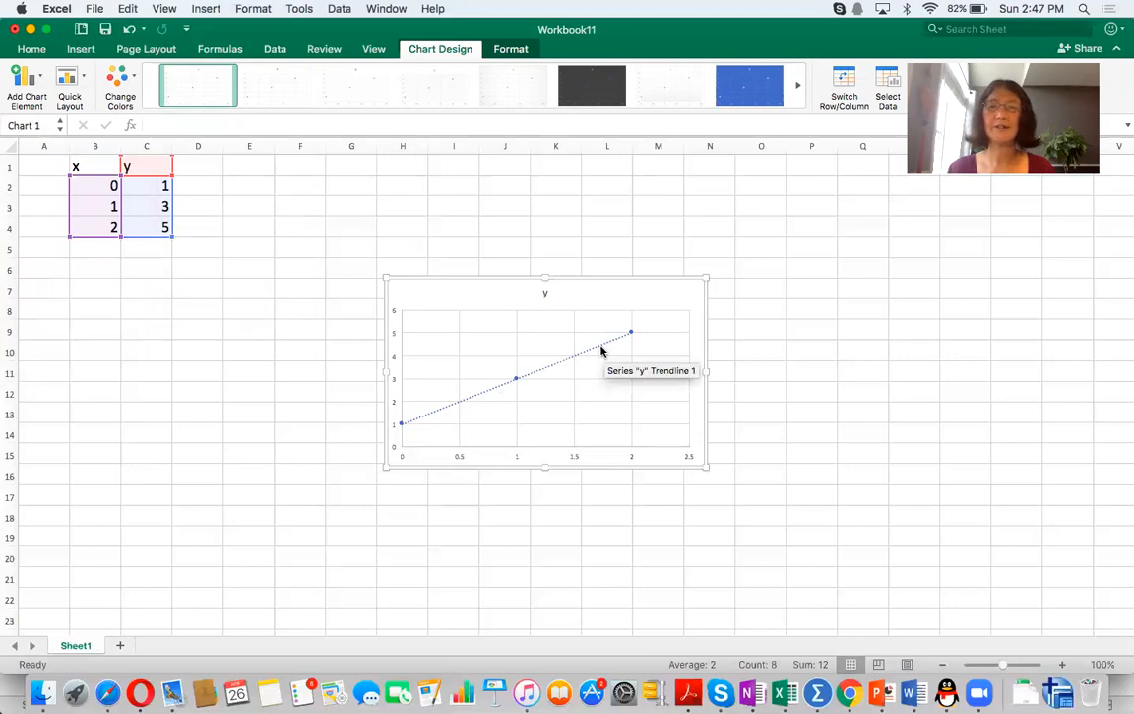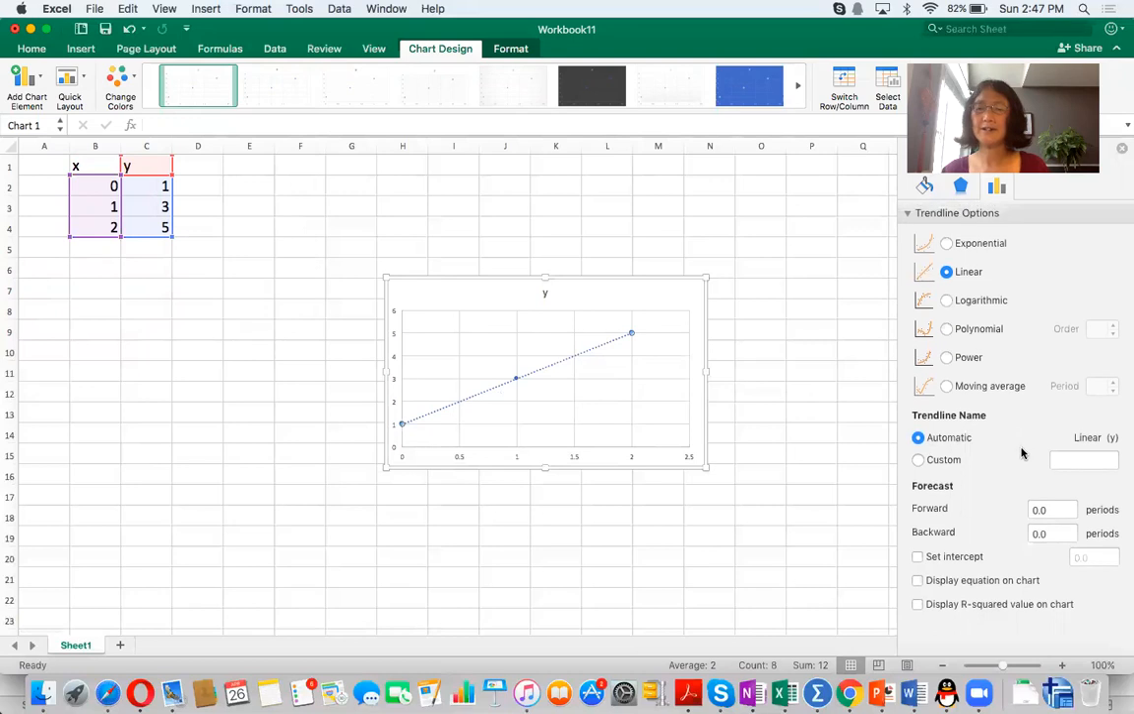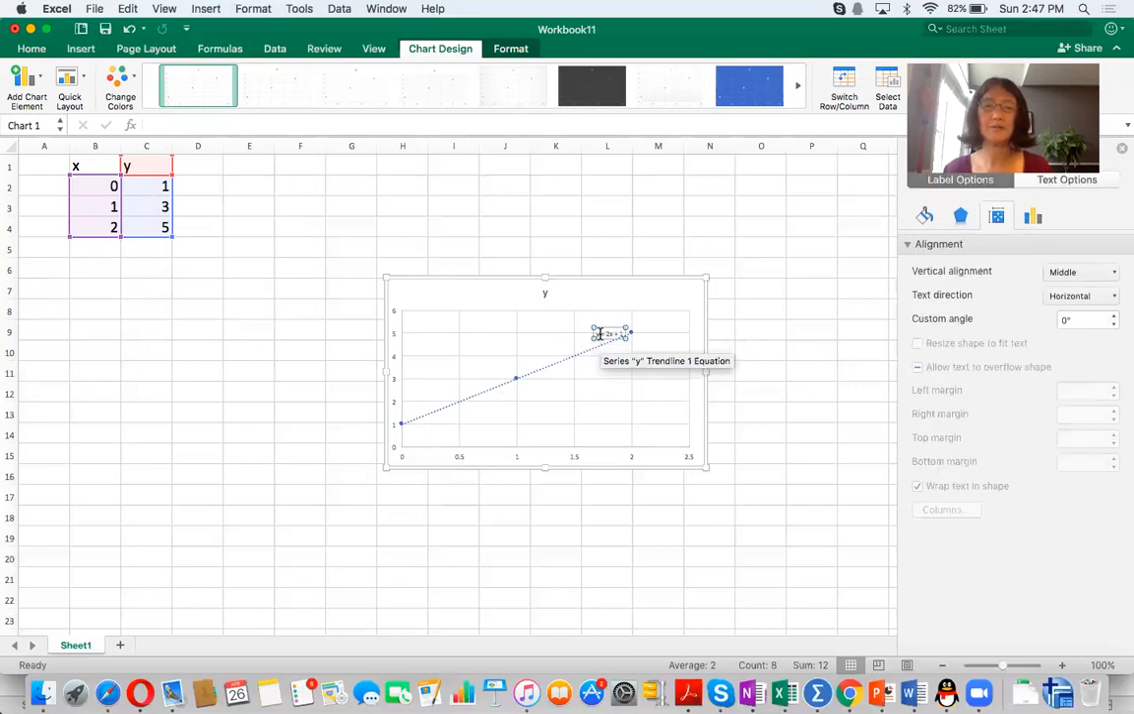And next, how do you get the equation? You double click this straight line. On the right-hand side, you check display equation on chart. See, you have this y equal to 2x plus 1. I'll try to increase it. See, 2x plus 1. So this is how you use Excel to draw a straight line and write down the equation.